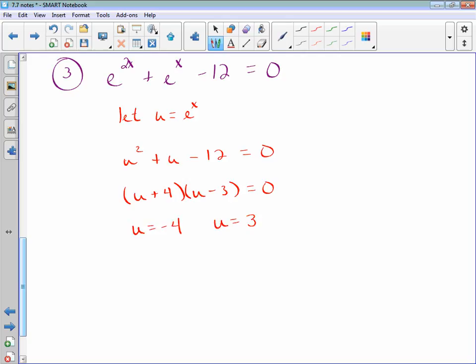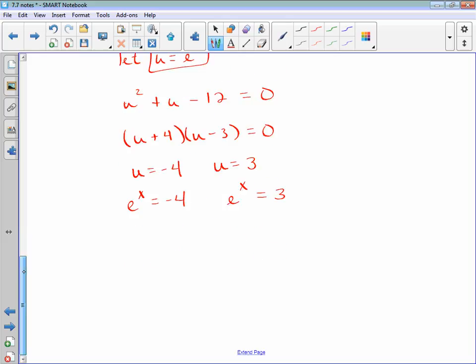Do you think I'm done there? Because then you have to do e back. Yeah, because we weren't solving for u, we're solving for x. So now you've got to go back and use this. U is e to the x. So I really have e to the x equals negative 4 and e to the x equals 3. We'll stop there for a second, make sure everybody's caught up with me.